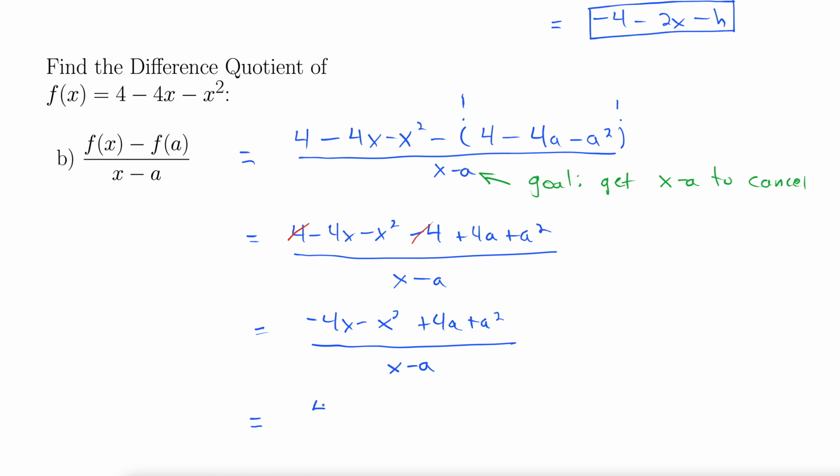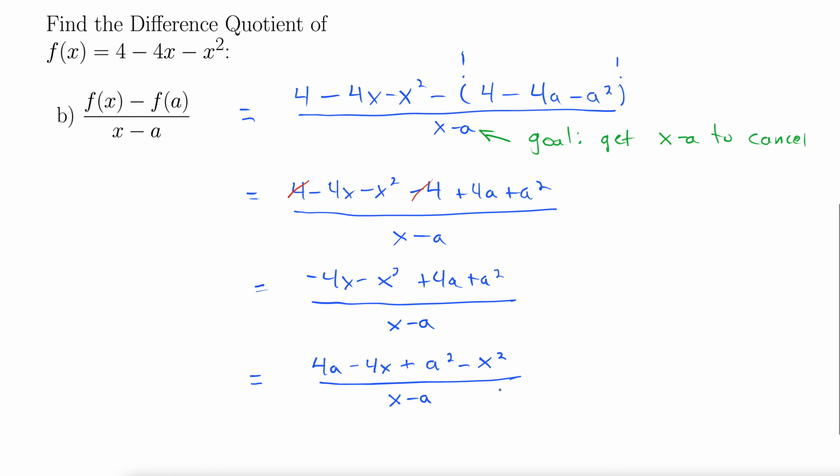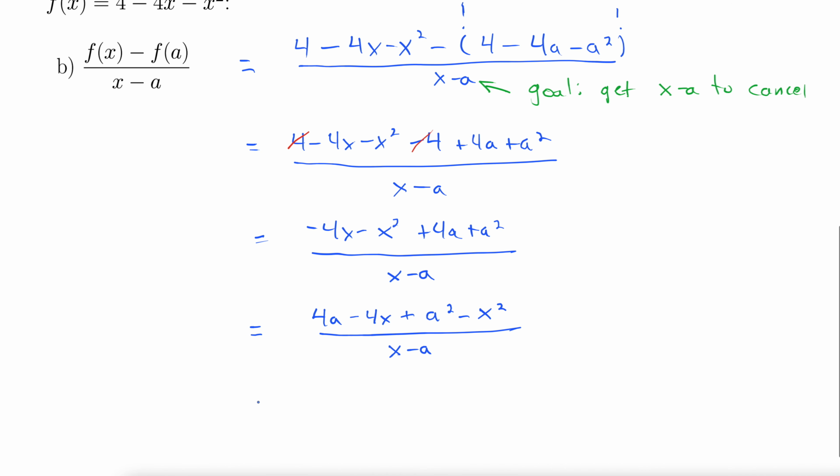Let's rearrange it like so. 4a minus 4x plus a squared minus x squared all over x minus a. Now, in the first term here, we can factor out a 4. That leaves us with a minus x. And in the second one, we have plus, factor that down, a plus x, a minus x. Now we're getting somewhere. x minus a in the denominator still. And now we factor out these a minus x terms.